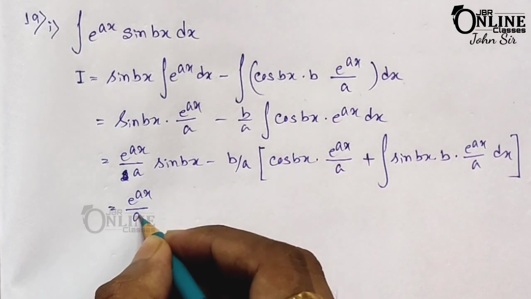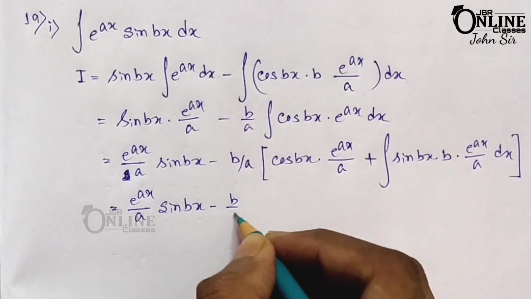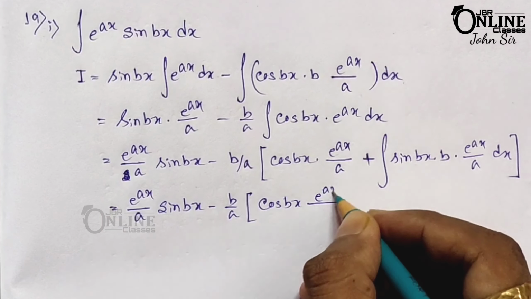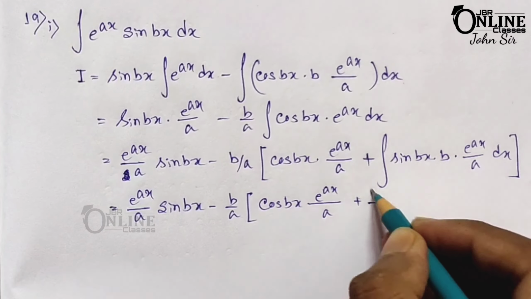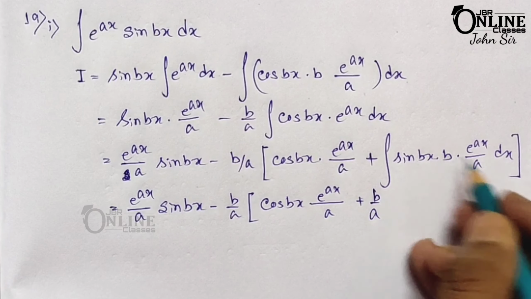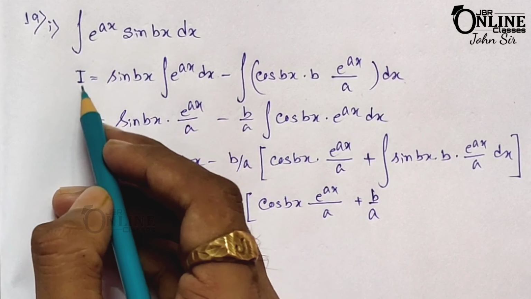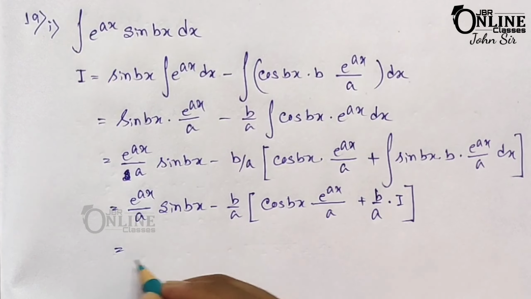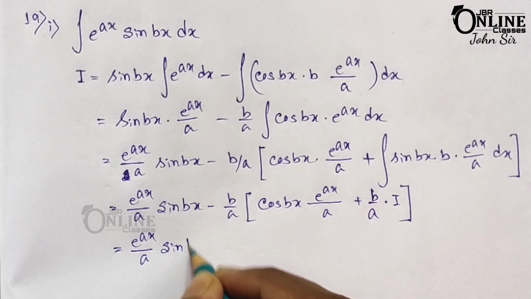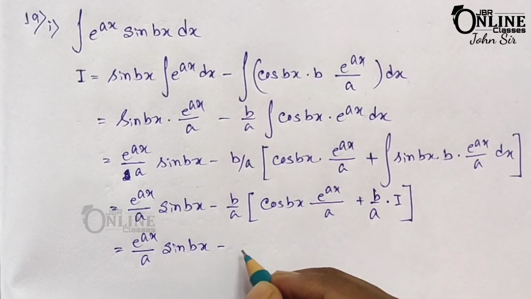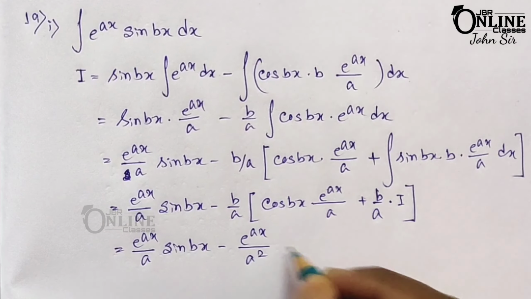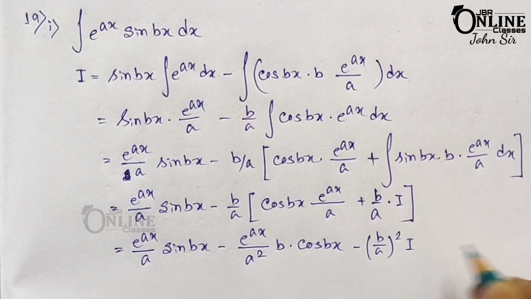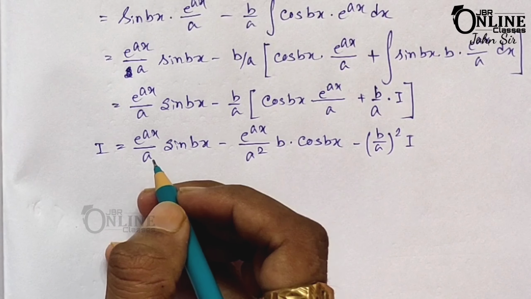So now e to the power ax by a sin bx minus b by a, and here it will be cos bx, then e to the power ax by a plus, now this one here it's 1 by a and then b by a, so integration sin bx e to the power ax, and that equals again I, so you can write down here b by a I. So now next thing is e to the power ax by a sin bx minus, now if you multiply b by a with this one, it will be e to the power ax, here a square, then b into cos bx, then plus, minus minus, it will be b by a whole square I, and in the left hand side you have also I.